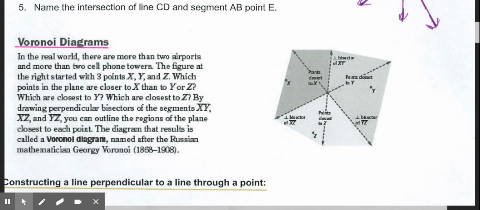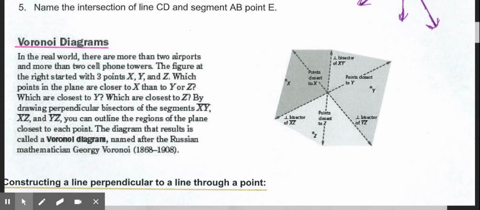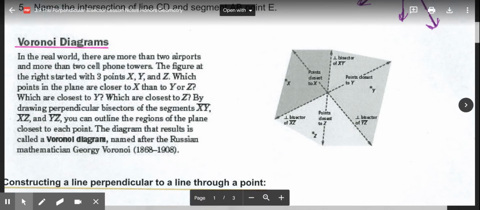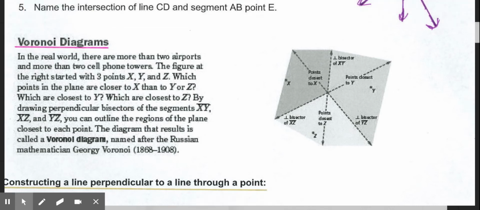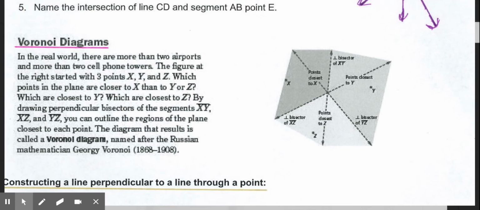So that's how they would determine things like which airport airplanes should land at, if there's many in a similar geographic region, or which towers your cell phone will be relayed from. So if you were in this darker gray area in the upper left, those are all the points closest to X. Over here, we have all the points closest to Y, and down here, all the points closest to Z in this section. So the type of diagram that's created by using these perpendicular bisectors is called a Voronoi diagram.